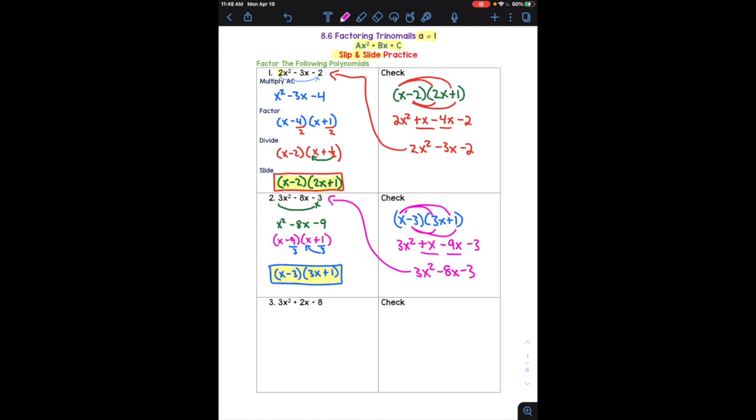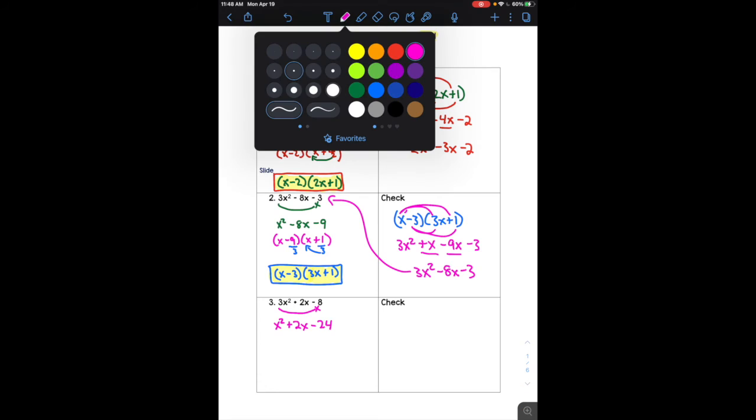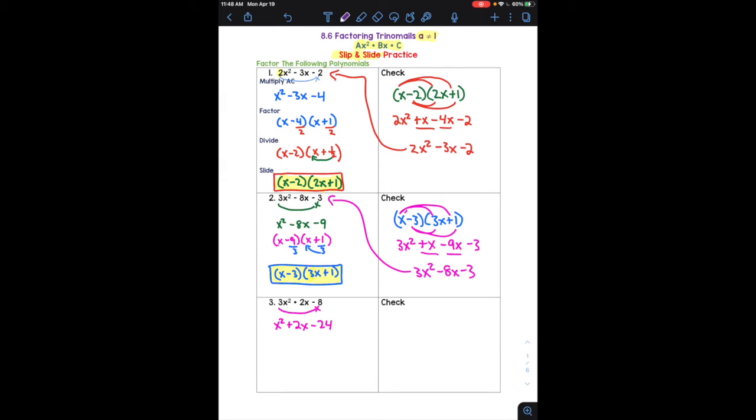Our last problem for this first page here, similar to problem number 2, we're going to slide the 3 over to the a value and multiply it times c, leaving us with x squared plus 2x minus 24. Factoring the trinomial we now have, we're looking for two numbers that have a product of negative 24 and a sum of 2. Those two numbers give us x plus 6 and x minus 4.